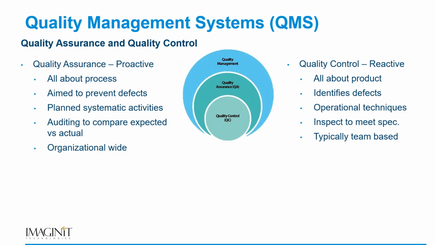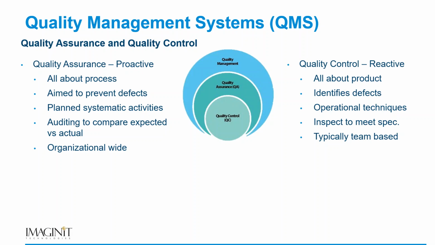And we're going to be focusing a lot on these criteria: quality assurance and quality control, two things that make up quality management systems. Now, quality assurance, as you know, is proactive. It's all about the process. It's aimed to prevent the defects along the process as you're actually creating product or processes. It's a planned, systematic activity. So, quality assurance is saying we're going to have a quality control event. We're going to have this operation that we're going to do, and also auditing to compare the expected results that we plan for versus the actual results. And it's traditionally organizational wide. Everybody's part of quality, right?